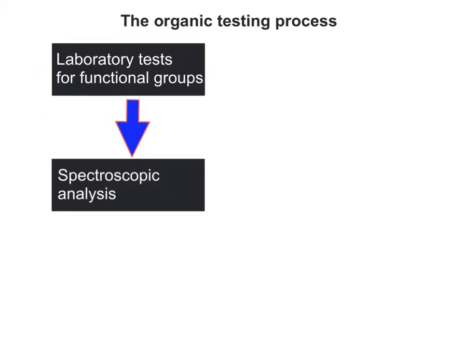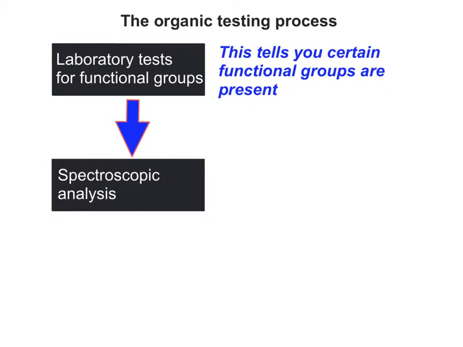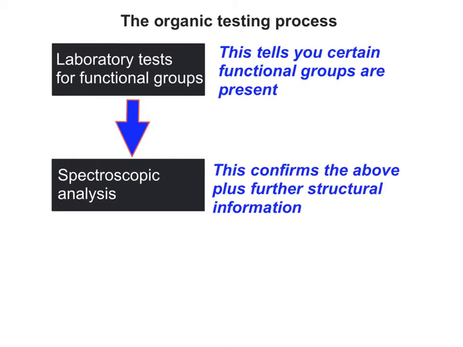So the general organic testing process starts with laboratory tests for functional groups. So this confirms that certain functional groups are present. After that, you've got to confirm this. And your spectroscopic analysis follow-up will confirm what the laboratory tests have suggested and then give you further structural information.